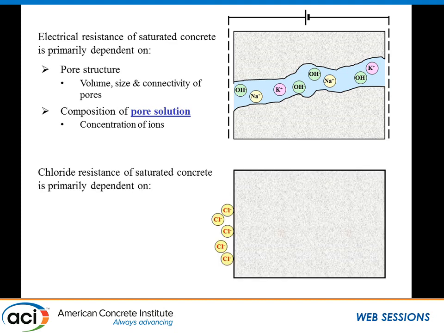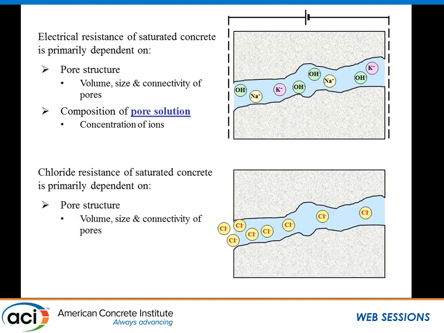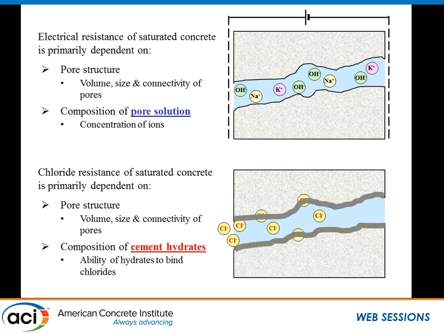Chloride resistance, on the other hand, and I don't think I have to explain why chloride resistance is an important property of concrete, also depends on the pore structure. It depends on the volume, the size, the connectivity, and the tortuosity of the pores. But it also depends on the composition of the cement hydrates in this case and their ability to bind chlorides. So there is a very big similarity between the two measurements. They're both strongly dependent on pore structure, and that means you can use resistivity as a surrogate for chloride resistance.